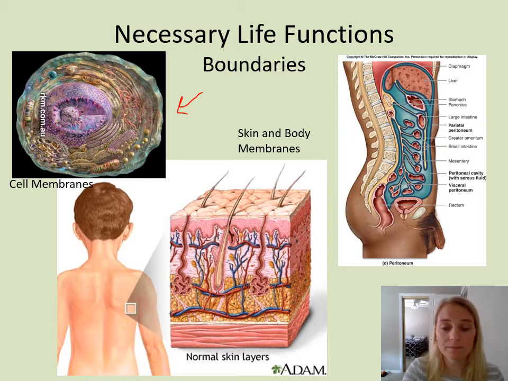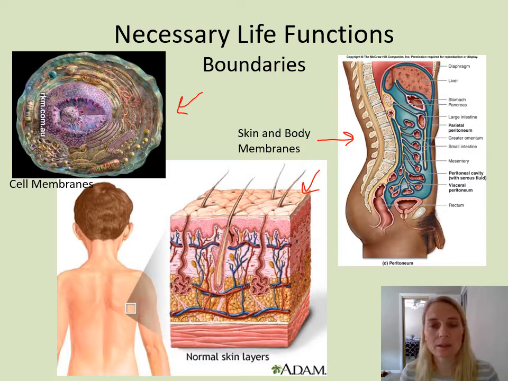A little bit more on a larger scale on the idea of boundaries. We have skin, right? Here's a diagram of skin. You're going to be learning about that in chapter 4, your first body system. And then we also have membranes. This is what's called a sagittal section.